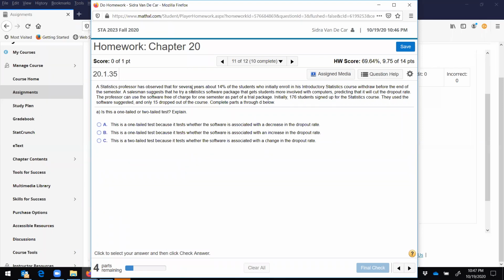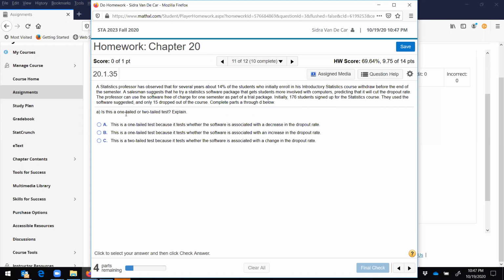A statistics professor has observed that for several years, about 14% of the students who initially enroll in a stats course withdraw before the end. A salesman suggests that he try a statistics software package that gets students more involved with computers. The professor can use the software free of charge. Initially, 176 students sign up for the statistics course. They used the software suggested and only 15 dropped out of the course.